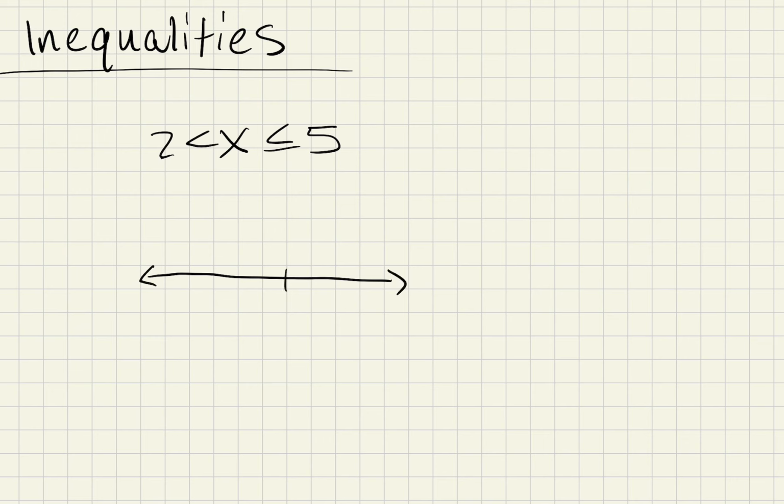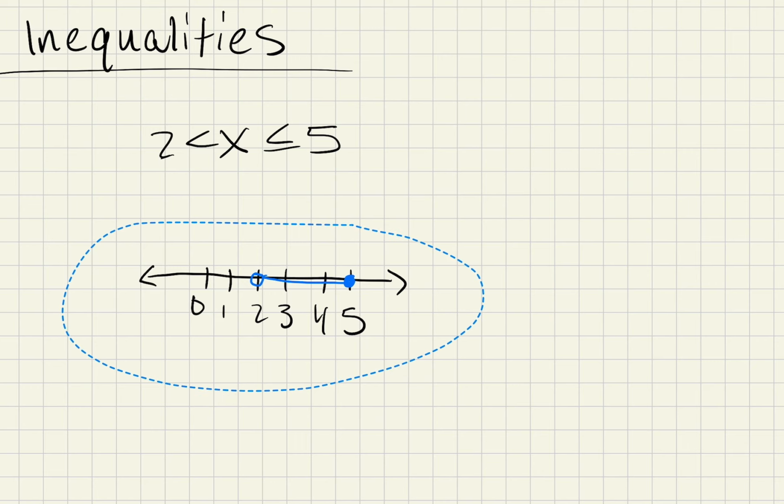So if we have 0, 1, 2, 3, 4, and 5, x has to be greater than 2, so we have that open circle here, but equal to or less than 5, so we have that closed circle here. So now we have this interval of values that x is allowed to be. And this brings me, let's do one more example and then I'll explain interval notation, which is a way to express this in a different manner.